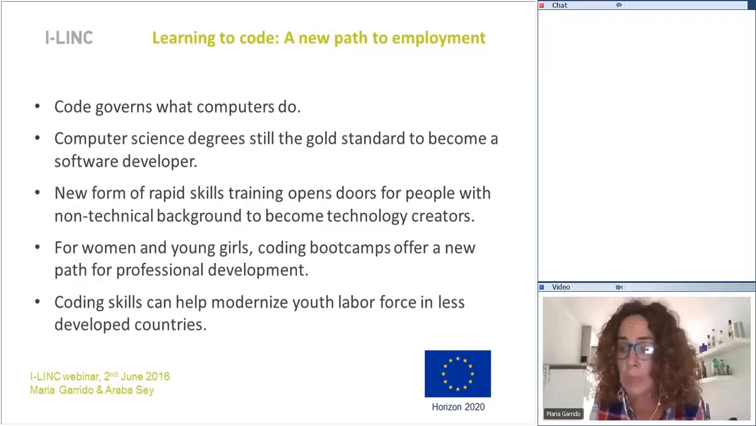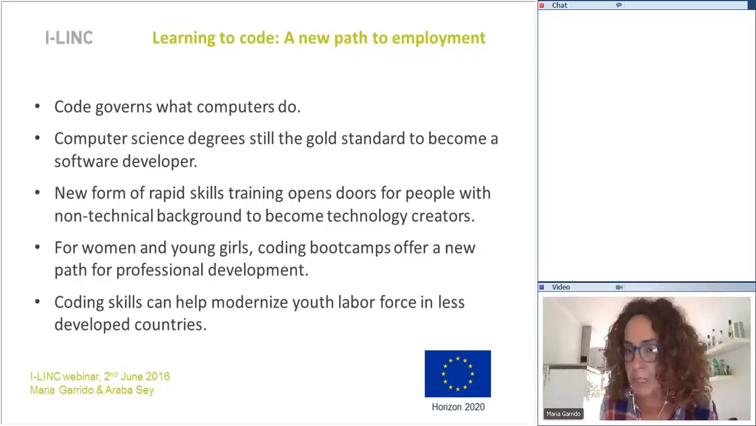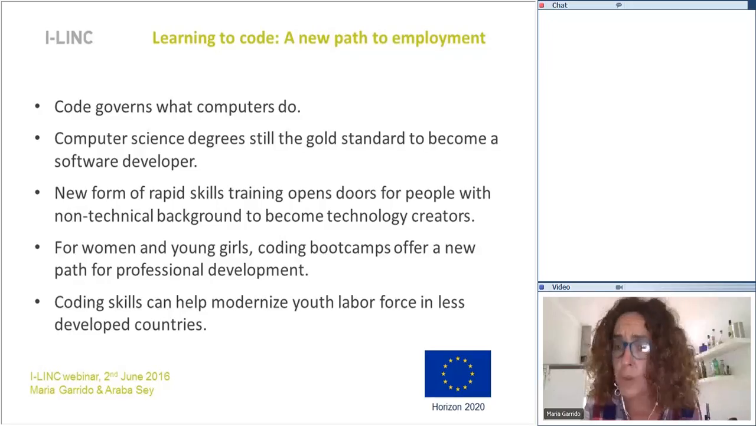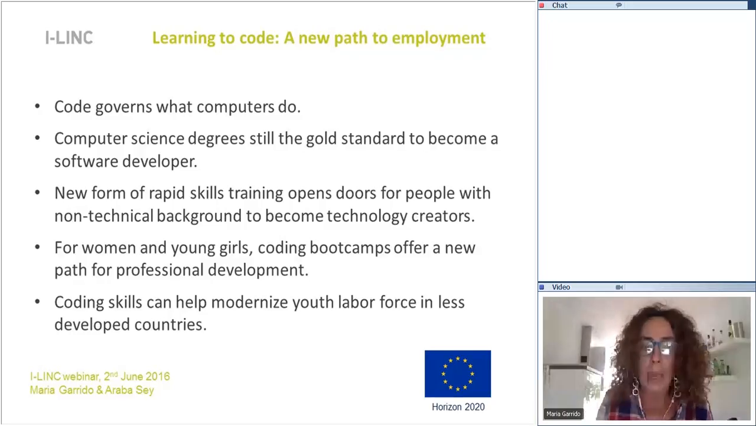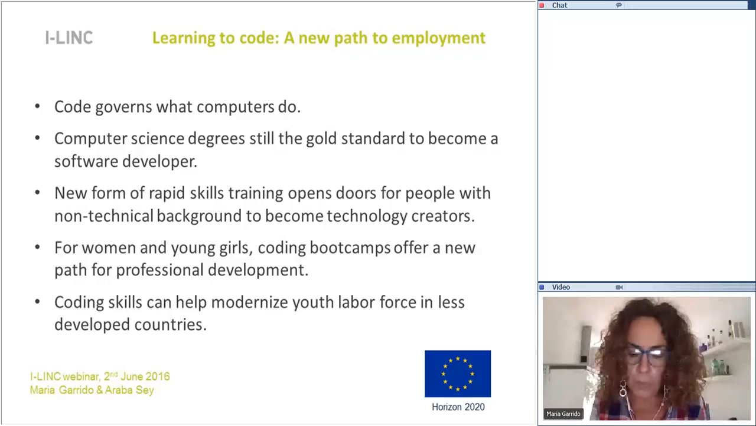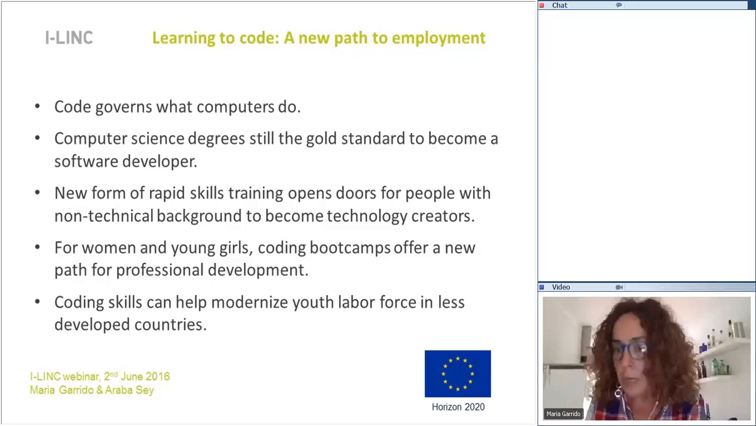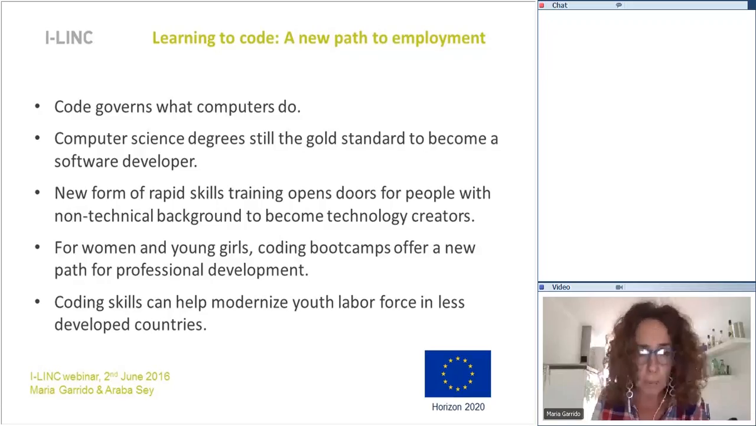So it's important, especially considering the context of Europe today, where there's a very high level of youth unemployment, especially in southern Europe: Portugal, Spain, Italy, Greece. I think the interesting part of this is the fact that it brings people with no knowledge of programming to become, from users of technology, technology creators, even if it's at a very basic level.